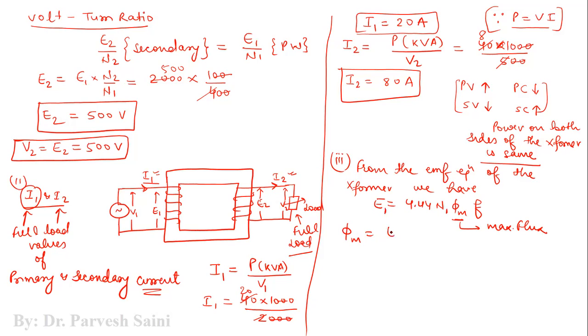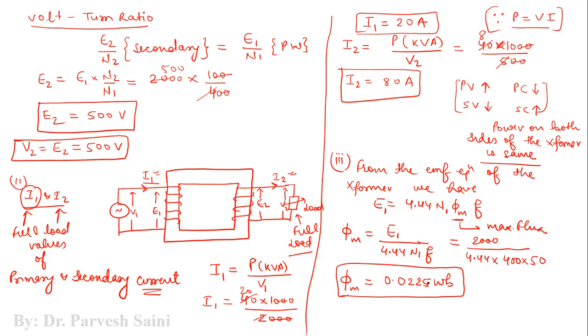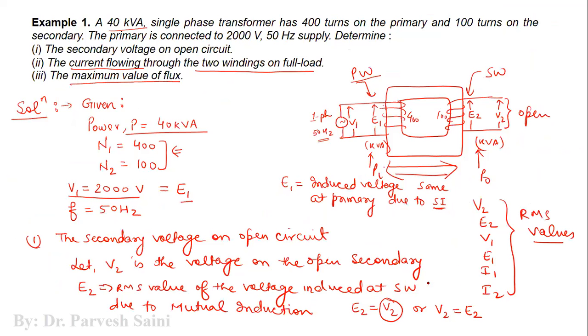Okay. So it is E1 divided by 4.44 N1 F, right? So this would be 2000 divided by 4.44 into, and the number of turns at primary are 400 and the frequency is 50 hertz. So on solving this, the answer would be approximately 0.0225 Weber, right? So this is the maximum value of flux in the core of the transformer, right? So now here you can also notice one thing, that because the number of turns at primary is greater than the number of turns at secondary, this is a step down transformer, right?